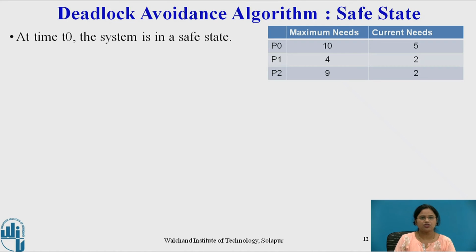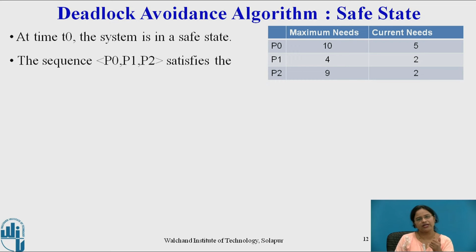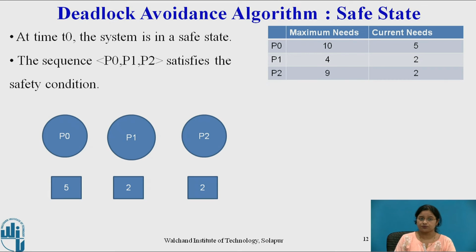So at time t0 the system is in a safe state. Right now this system is in a safe state, and the sequence is the same, P0, P1 and P2, with 5, 2, 2 resources allocated. But suppose at time t0, processes P0, P1, P2 are in a safe state with allocation of 5, 2, 2 resources to the processes respectively. Okay, this is the safe state.